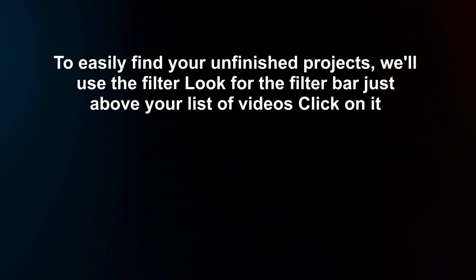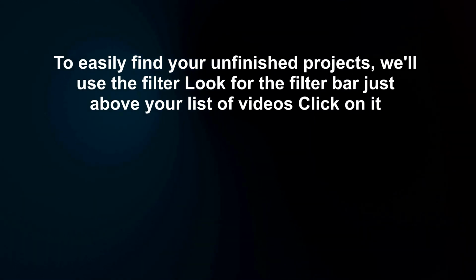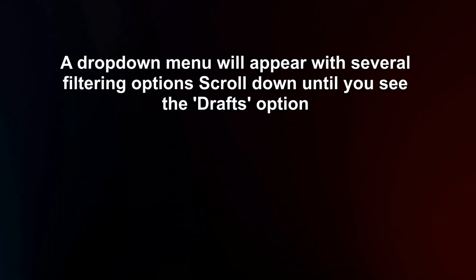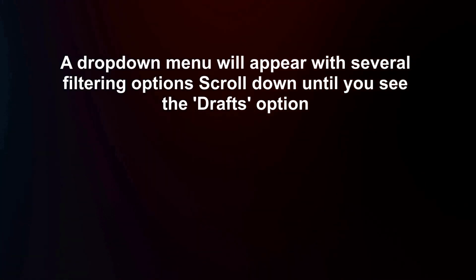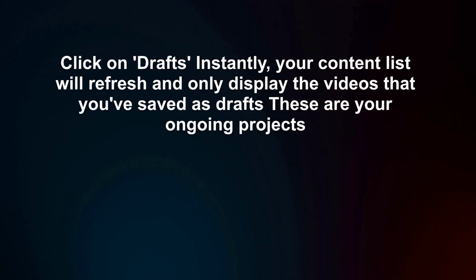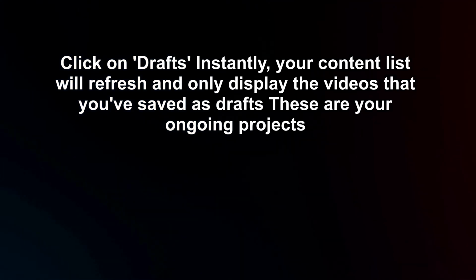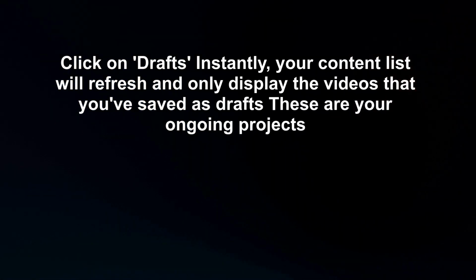To easily find your unfinished projects, we'll use the filter. Look for the filter bar just above your list of videos. Click on it. A drop-down menu will appear with several filtering options. Scroll down until you see the Drafts option. Click on Drafts. Instantly, your content list will refresh and only display the videos that you've saved as drafts. These are your ongoing projects.